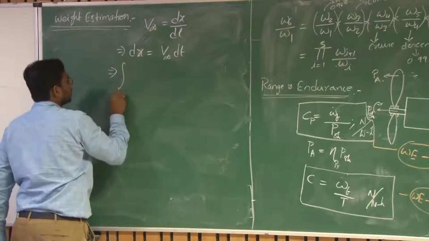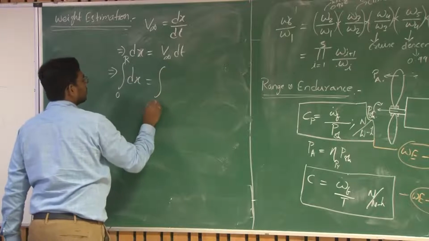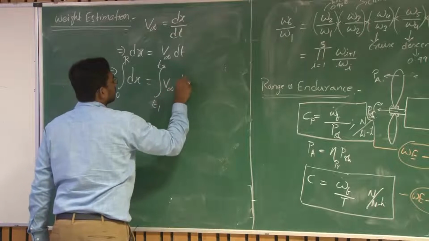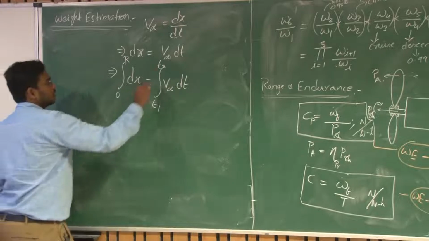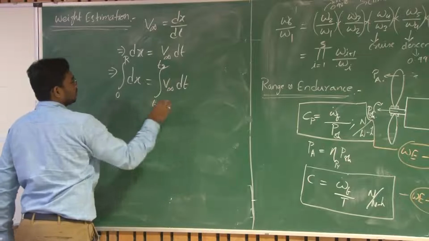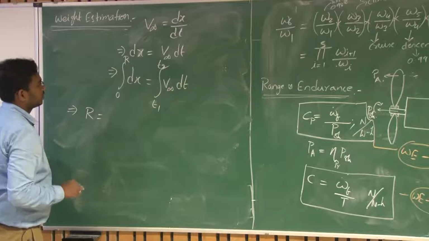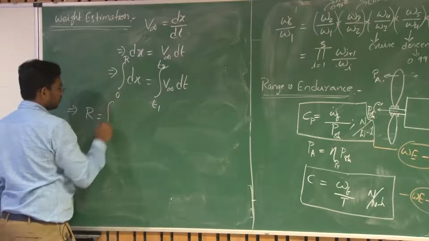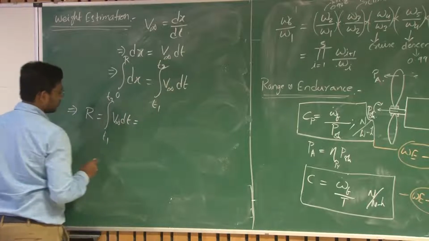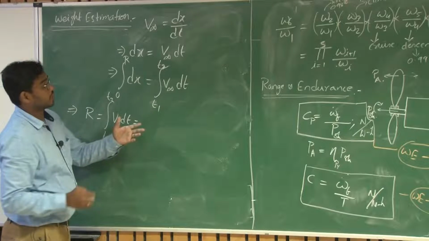And if I integrate this from 0 to R, the range, which happens over a time t1 to t2, right? So this is V infinity into dt. This integration is the range R, so the integral from t1 to t2 of V infinity dt.